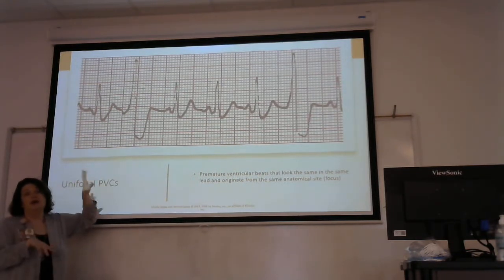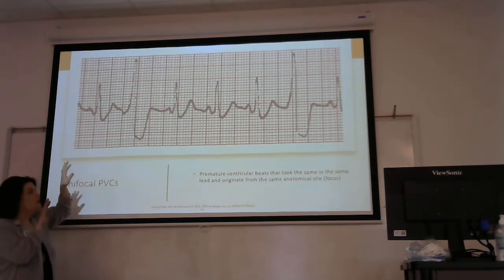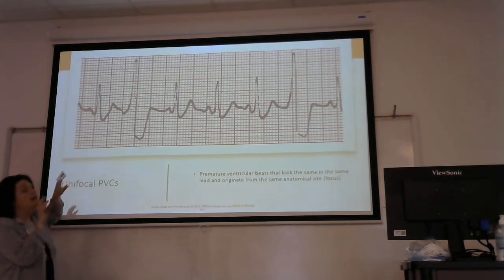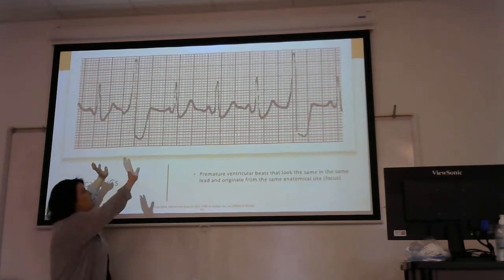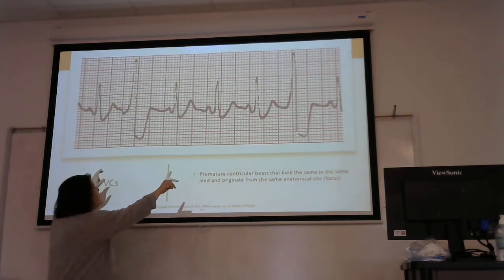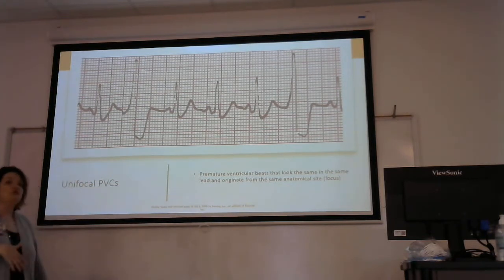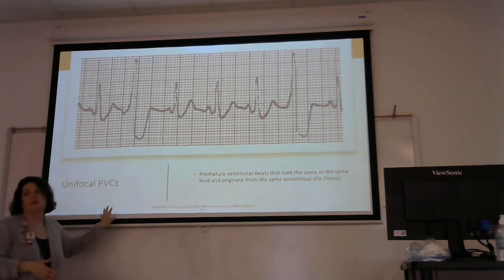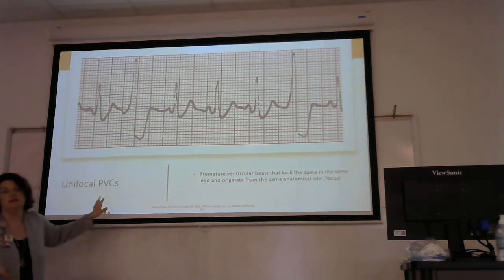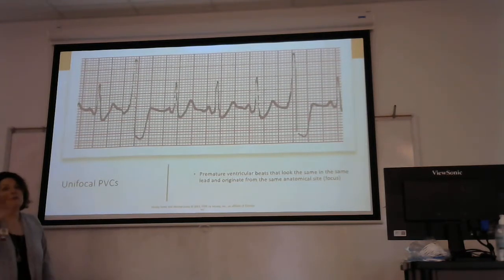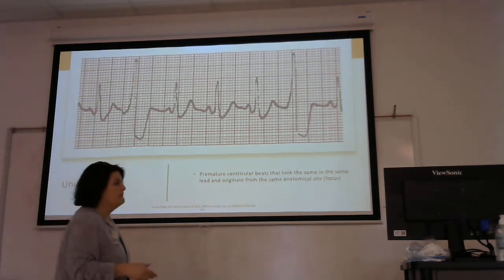It doesn't belong. Kind of like those Where's Waldos that you used to have, where you had to find what didn't belong. So they're easy to pick out. Now what you do is you look at it. Are these the same PVCs or are they different? And what you'll find by looking at those is the two look the same. So we would call that unifocal PVCs or uniform PVCs. All that means is they're coming from the same site of irritability within the ventricles. So they're going to look the same. Okay.